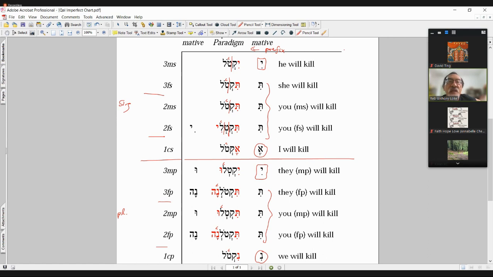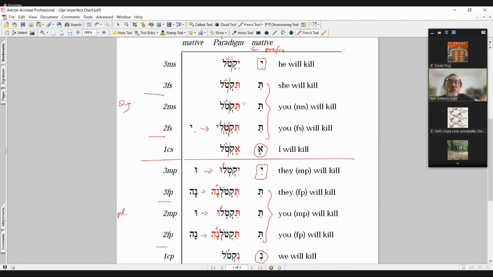Yikto, tikto, tikto, tiktali, ekto. So use a pencil to cut. This one has an extra suffix on the U. And then here, these four all have an extra suffix. So you have five with a suffix, and the rest of it, everyone got a prefix.